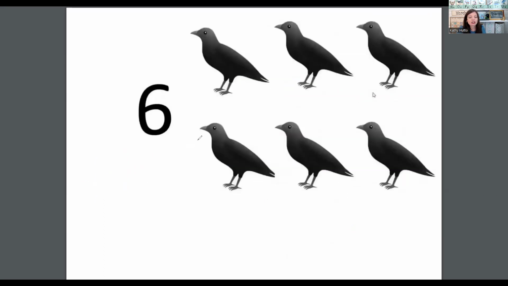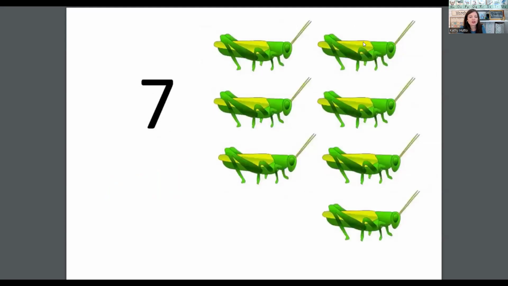How many black crows can you see? 6. Let's tally. 1, 2, 3, 4, 5. Lay the line. 6. 5 and 1 more makes 6. 6 crows. How many grasshoppers can you see? 7. Let's do our tally marks. 1, 2, 3, 4, 5. Lay the line for number 5. 6, 7. 5 and 2 more makes 7.